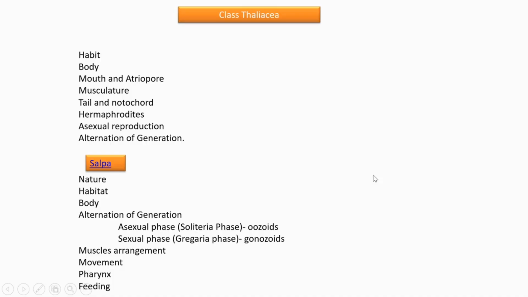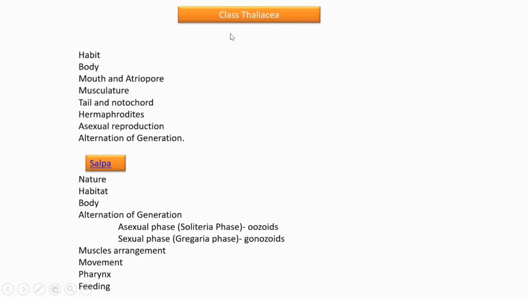Good morning, dear students. Today we are going to continue the remaining portion of phylum Chordata, subphylum Urochordata, with another class, that is Thaliacea. In the last class, we learned about class Ascidiacea, and today we start with Thaliacea.